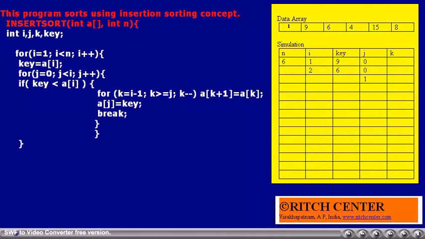Now j value is 1. A of j is 9. Is key less than 9? Yes. Thus the key value, that is 6, has to be inserted before this 9. To do this, we have to move 9 by 1 unit, and then insert 6 there. For this, the for loop for k equal to I minus 1, k greater than or equal to j, k minus minus, a of k plus 1 equal to a of k will be executed.